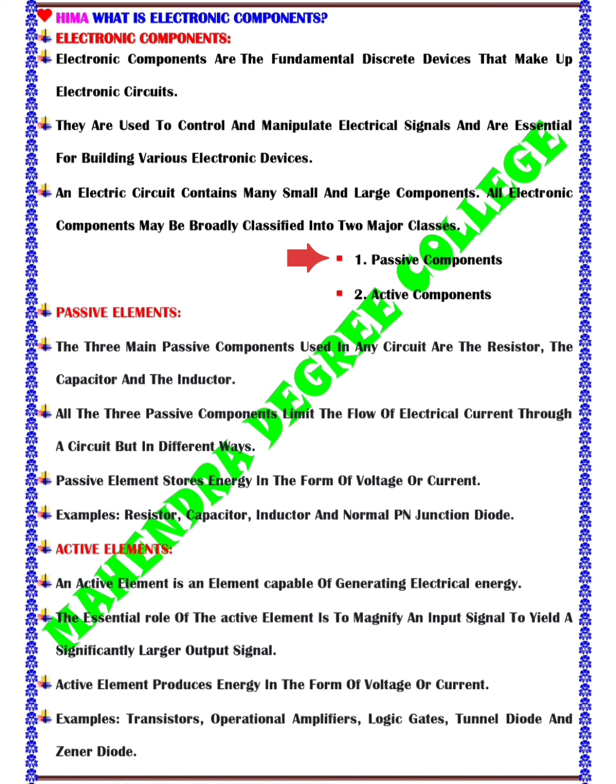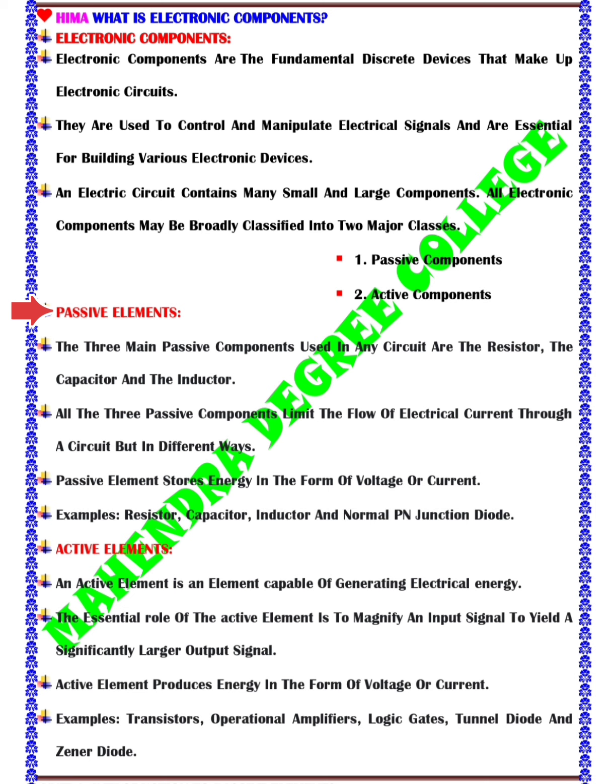Electronic components are classified into two major classes. First one, passive components. Second one, active components. Passive components are electronic devices that don't need an external power source to operate actively. They mainly resist, store, or control the flow of electric current or voltage in a circuit without actively amplifying or generating signals. These passive components belong to the inactive functions of components.